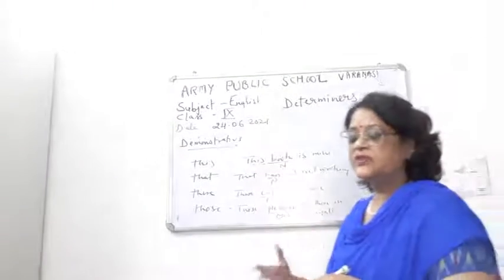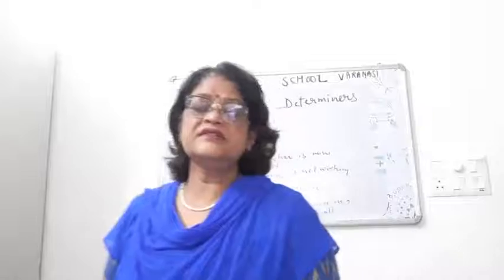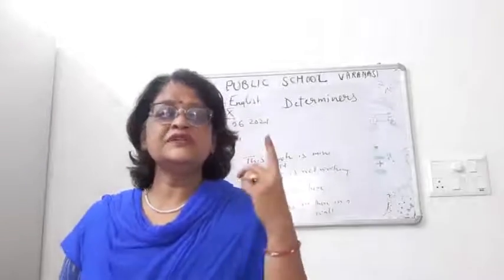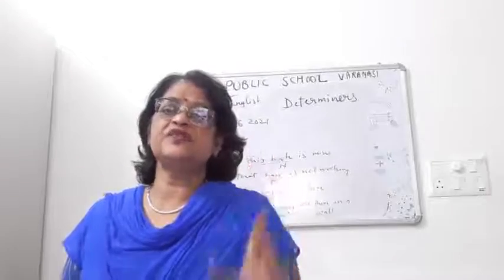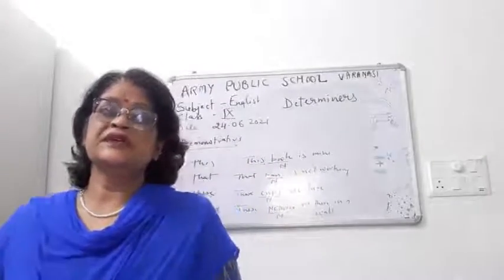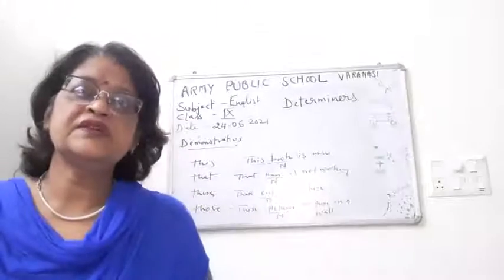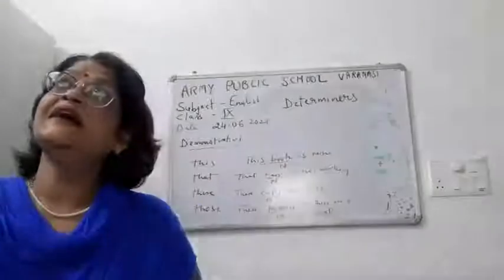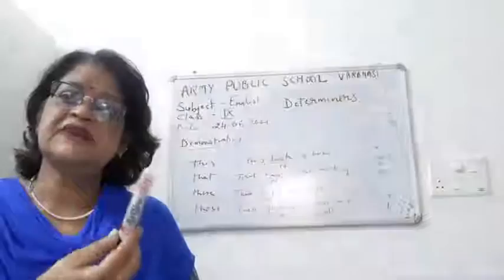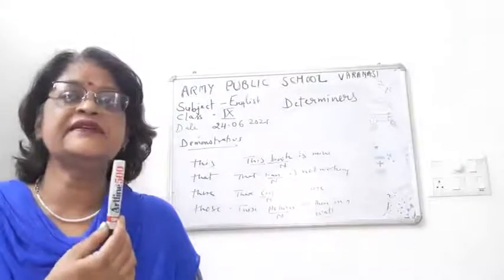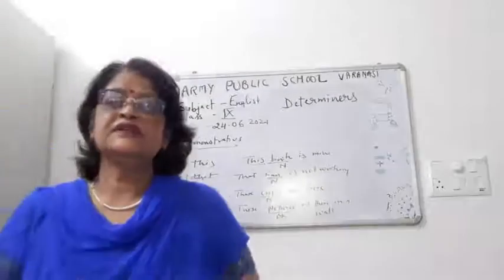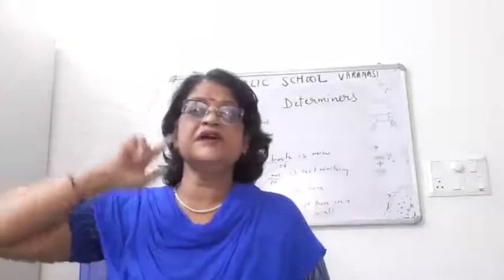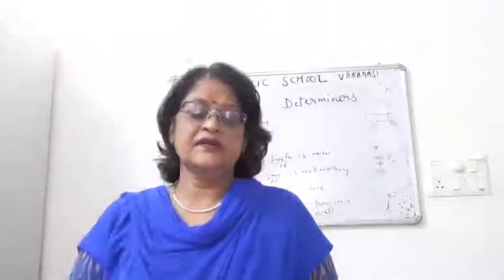Now let me tell you some of the uses of this and that. This is used, children, with a singular thing, and that is also used with a singular countable noun, but this is used where the thing is near to us, and that is used when the thing is far away, like the fan is a bit far away. This is a marker, this is very near to me, it is singular also, so we can say, this marker is mine. Marker is a noun. That fan is not working. The fan is a bit higher, it is a bit away from me.